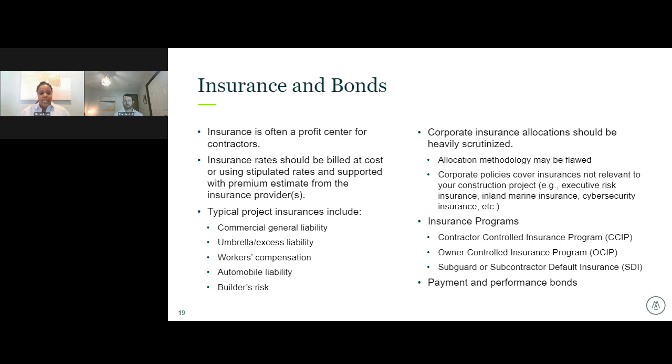Insurance and bonds. So I actually worked for a national construction manager in their internal audit function. And so I learned a lot about insurance and bonds that maybe I didn't know just from the consulting lens. So it is often a profit center for contractors. Typically, contractors will have an overarching GL policy or workers' comp policy, and they will just allocate out to their different jobs. That allocation is based on the amount of active projects that they have ongoing, so that it really doesn't become an operating expense for them, but rather a project cost that they're passing through to owners.